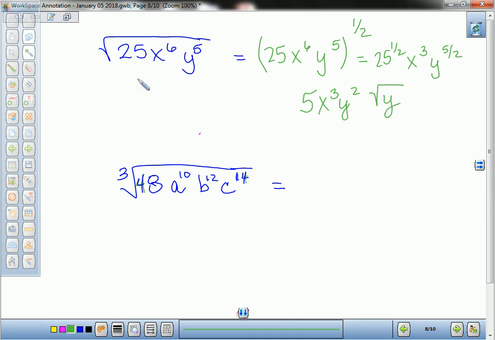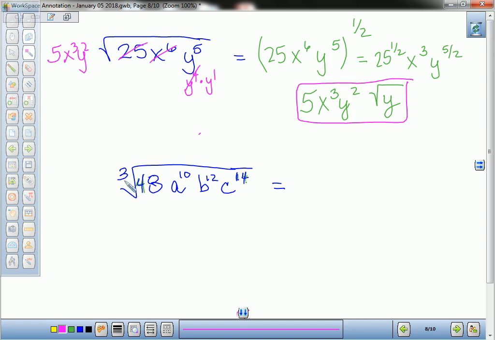Now we've done some simplifying before. We did it straight from here. We said the square root of 25 is 5. The square root of x to the 6th is x cubed. Now if I thought of this as y to the 4th times y to the 1st, we can take half of this one, but 1 has to stay under. So we get the same thing, but we can think about it as a product of powers.